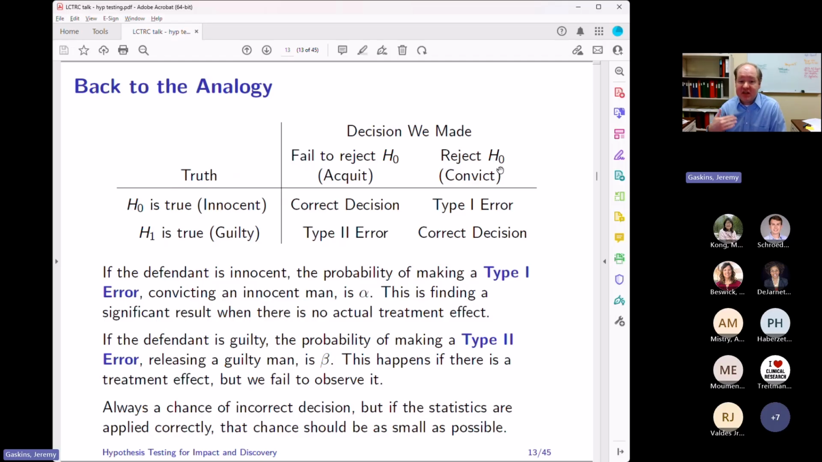But of course, if the defendant is actually innocent, if the null hypothesis is true, the jury may have made one of two decisions. The jury may have decided to acquit. They failed to reject the null hypothesis. They looked at the evidence and they said, we still have at least a shadow of a doubt that they may not have committed the crime. We're going to acquit. And obviously, in this case, that's a correct decision. It could be the case that the jury convicts this truly innocent defendant. And in that case, that would be, in statistical parlance, what we call a type 1 error.